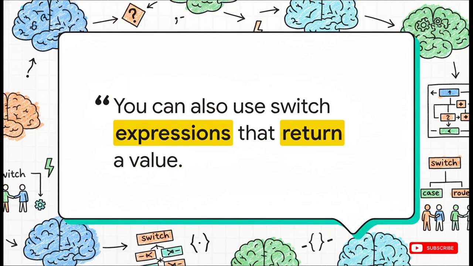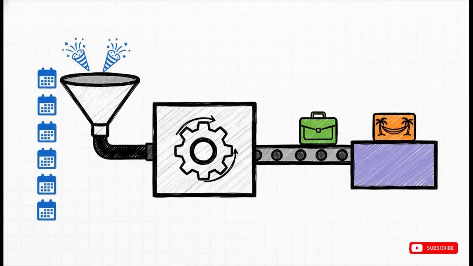And this is where modern Java really starts to show off. A switch isn't just for doing things anymore. You can use it as an expression. And what that means is it can actually produce a value that you can save directly into a variable. Honestly, this is a total game changer for writing clean, concise code. Just think of it like a little factory. You feed a number for the day of the week into one end.